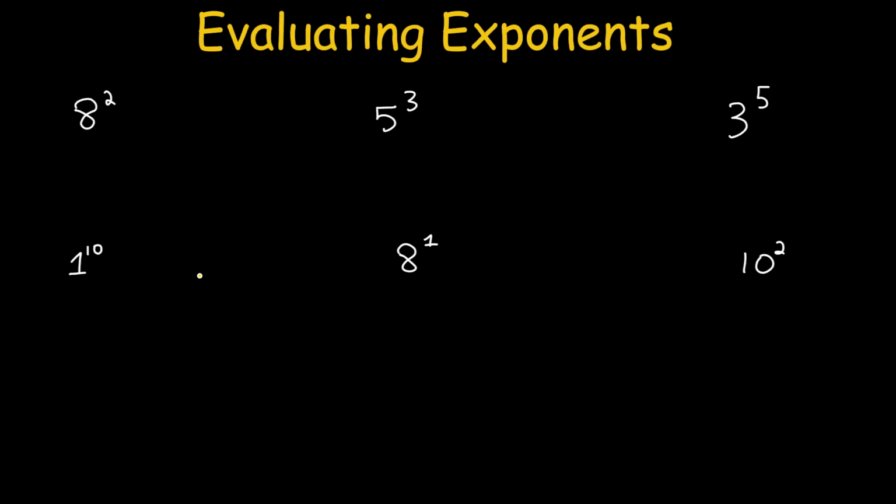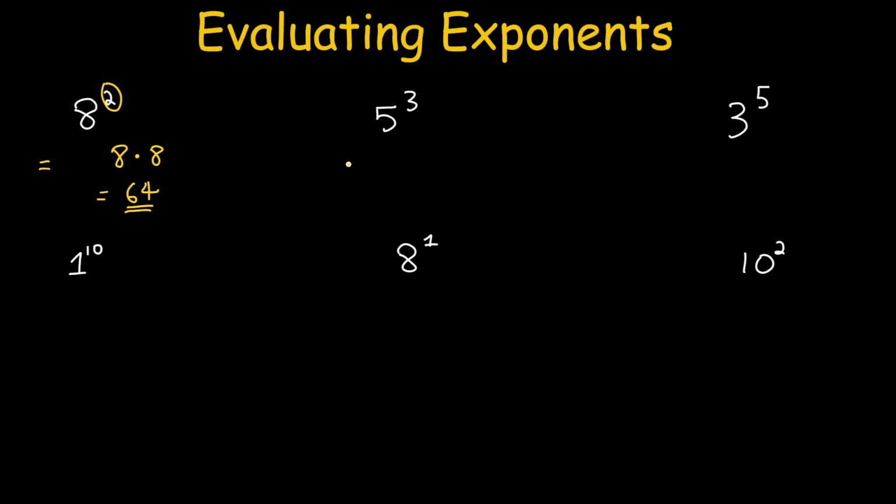Now let's evaluate these problems. So it means that we need to solve them. So how do we solve them? Well, we need to write them like this. 8, so we have 2. The exponent means how many times we are multiplying 8 by itself. So we are multiplying 8 by itself 2 times. And what is 8 times 8? So 8 times 8 is 64. So our final answer is 64.